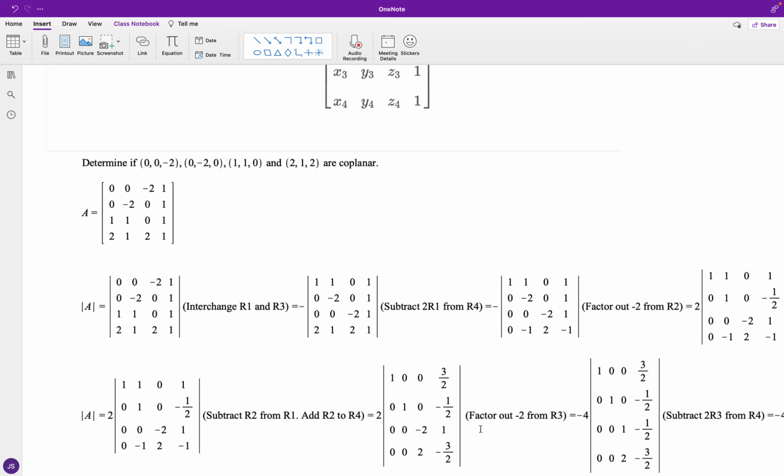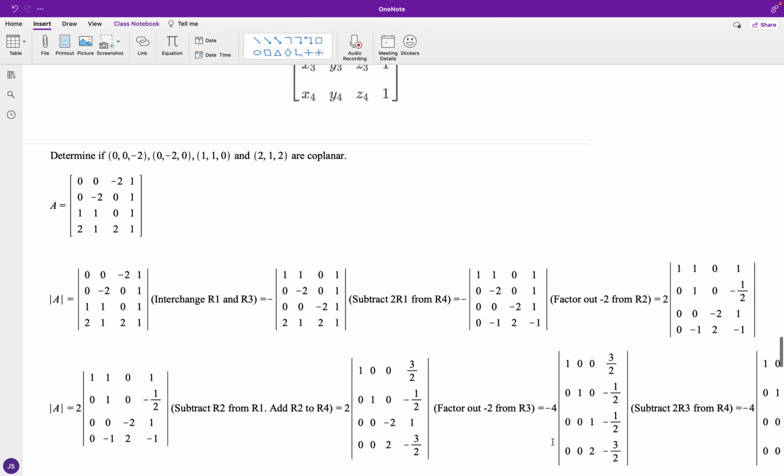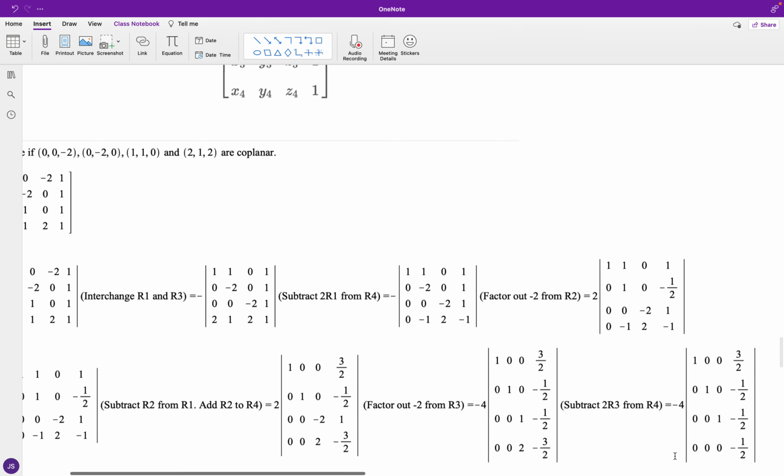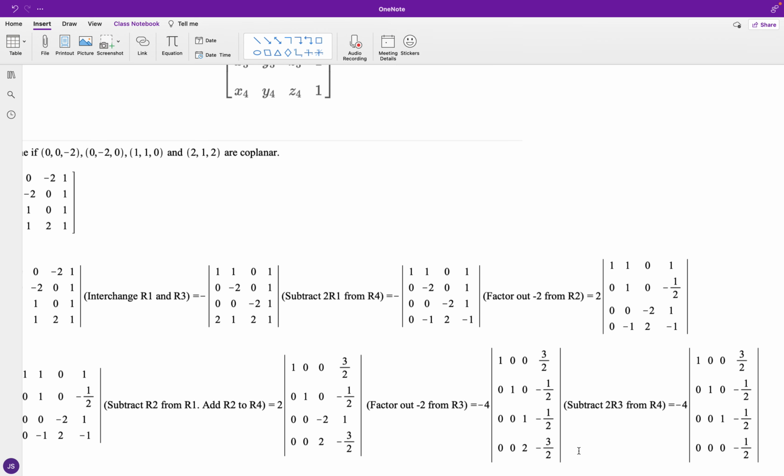And the negative 2 that is in the third row, I want to make this into a 1, so I can factor out negative 2, and doing so, the leading coefficient in front, which is 2, changes to negative 4. So modifying the third row, I have 0, 0, 1, and negative 1 half. And now at this stage, I can make the 2 in the last row into a 0. I can do this by subtracting twice the third row elements from the last row.